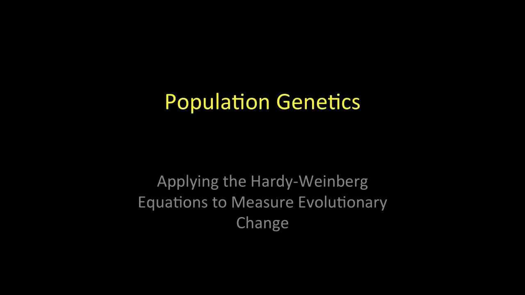Okay, hi everybody. Let's talk a little bit about population genetics. Specifically, I would like to just very quickly go over ways to apply the Hardy-Weinberg equation to measure evolutionary change. This tends to be a difficult concept for some students, and I think that it really stems from math phobia because this stuff is pretty basic math.